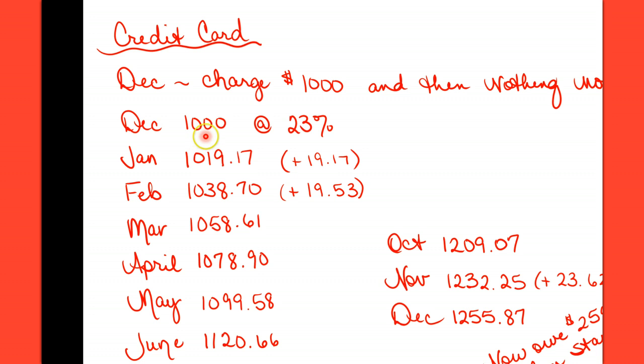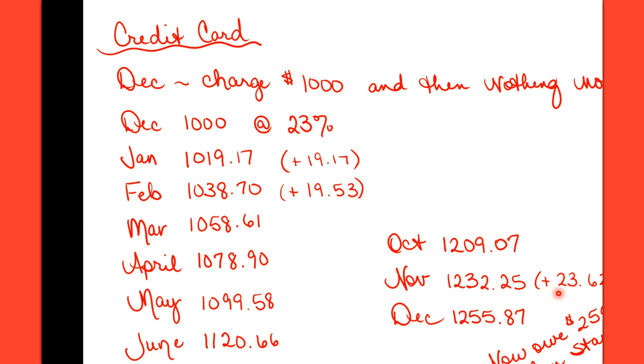So in December, you put that $1,000 in, they run about 2%, a little less than 2% on that. And so they're going to charge you $19.17 interest. So the next month, you pay $19.53 interest. And you're like, wait, why did it go up? Because they charged you 23%, not just of the $1,000, but of the $1,019.17. They charged you interest on the interest. And by the time you get to December, you would be paying almost $24 in interest.